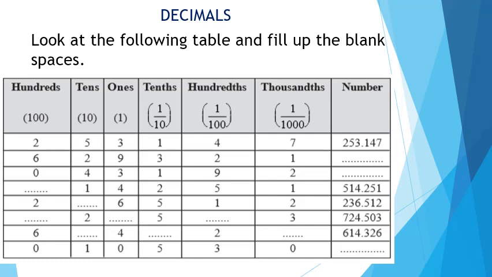First one is given. 2 is in the hundreds place, 5 is in tens place, 3 is in ones place, 1 is in tenths place, 4 is in the hundredths place, and 7 is in the thousandths place. So the number formed is 253.147.